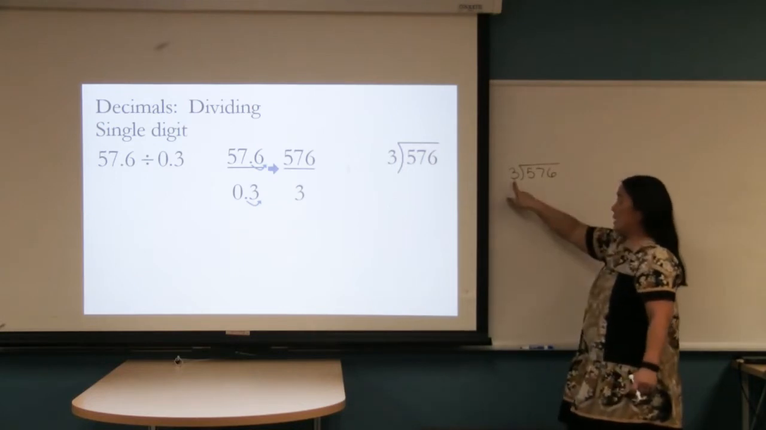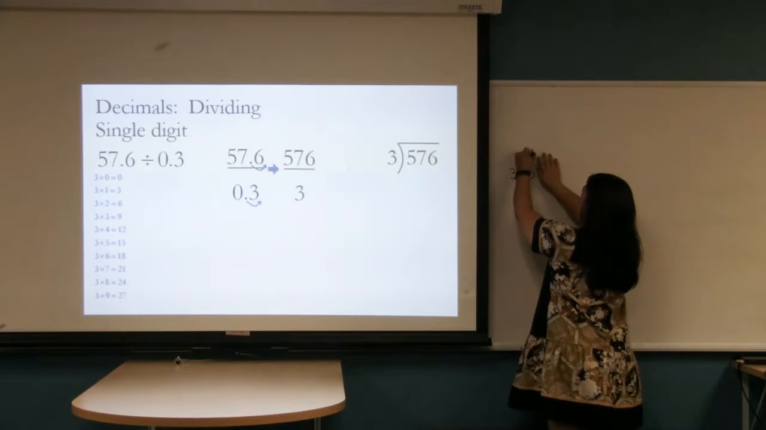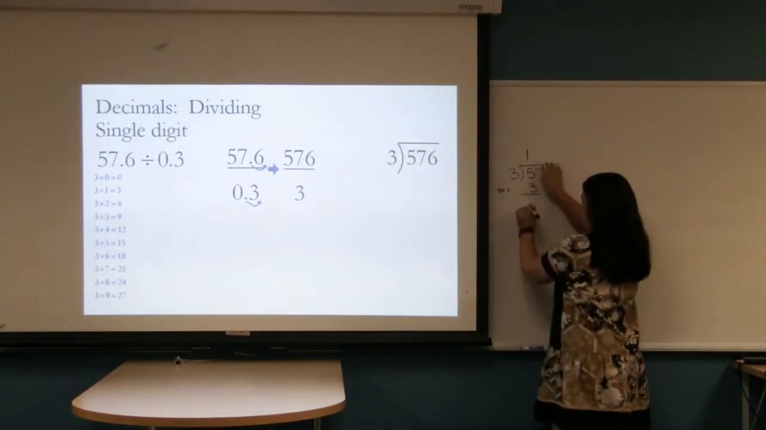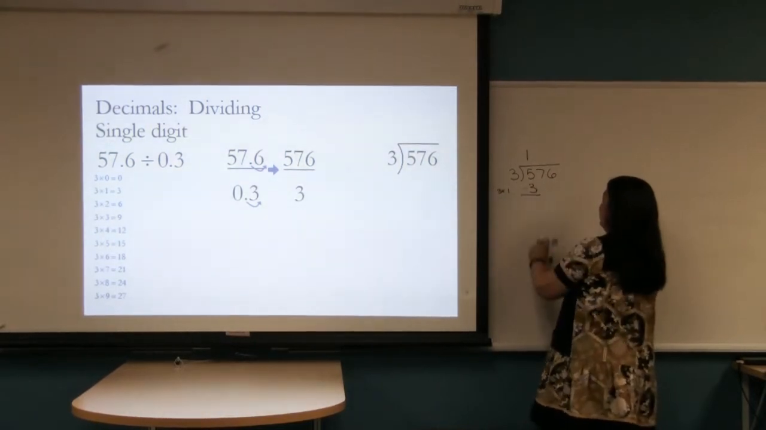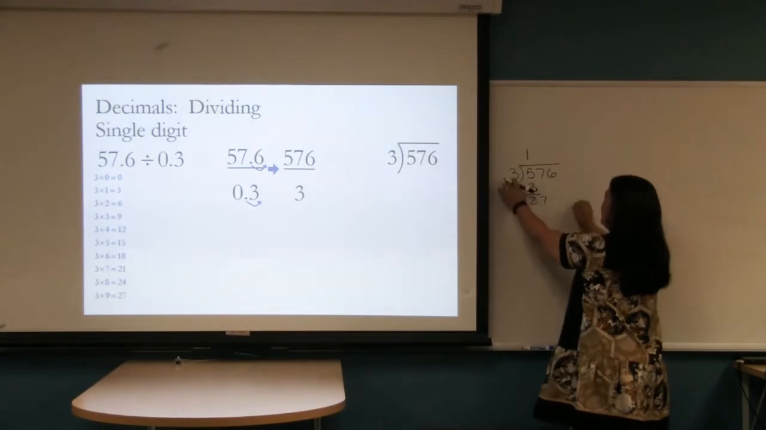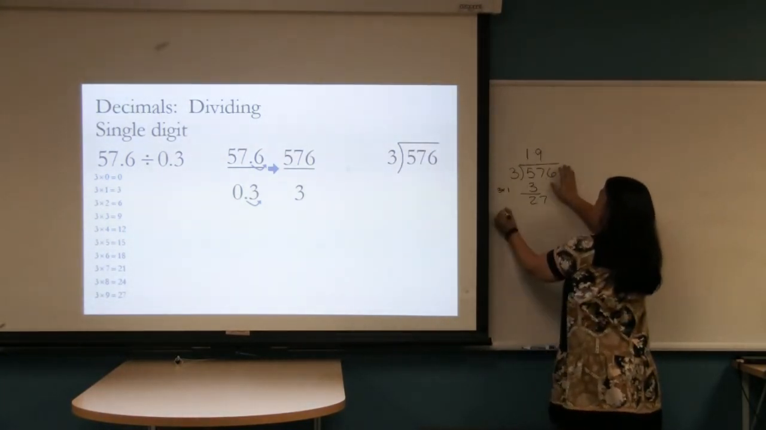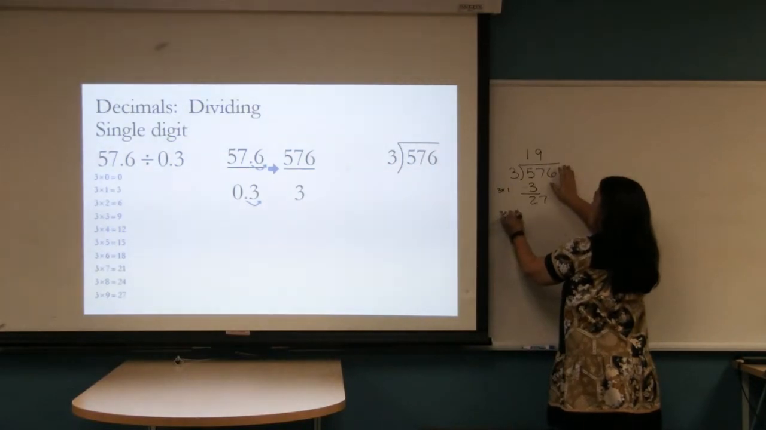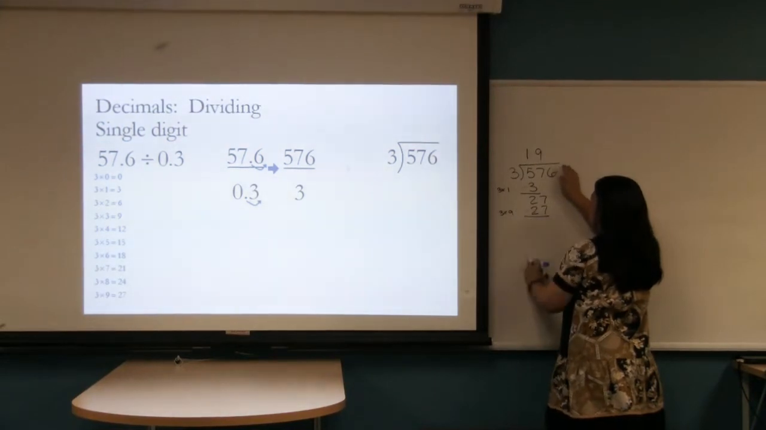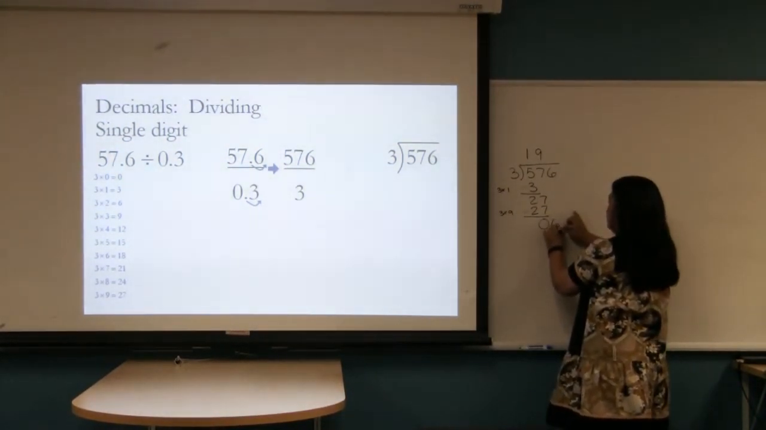As always, keep in mind your 3 times tables. 3 goes into 5 one time, and 3 times 1 is 3. Subtracting gives us 2, bring down the 7. 3 goes into 27 beautifully 9 times, and 3 times 9 is 27. Subtracting. We get a 0 and bring down the 6.